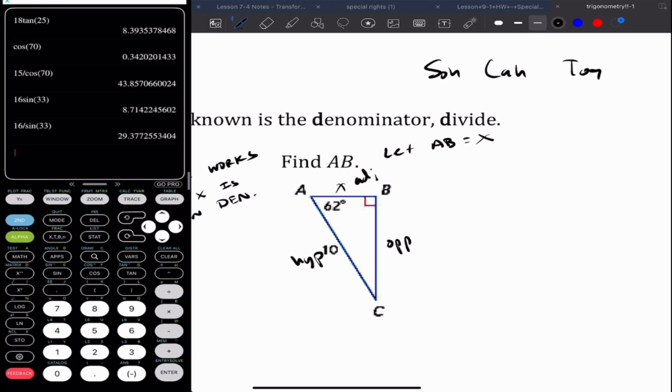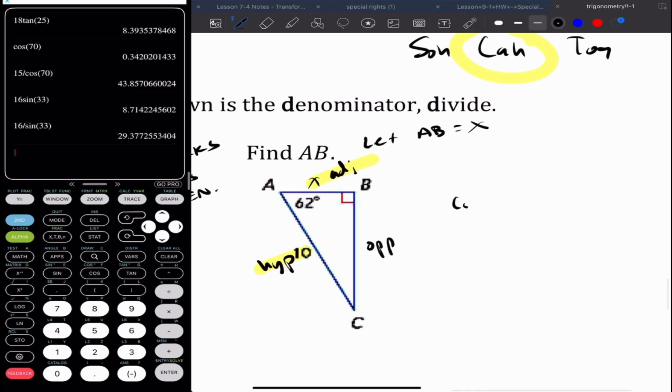Which one do I use? So the given information, we have adjacent and we have the hypotenuse. So I'm talking about adjacent and hypotenuse. Which one? So, CAH, or TOA? It's this one, okay? Because we're talking about adjacent and we're talking about the hypotenuse. Nothing here. I can't use opposite. There's no given information for opposite. So don't worry about that. Let's go ahead and use CAH.